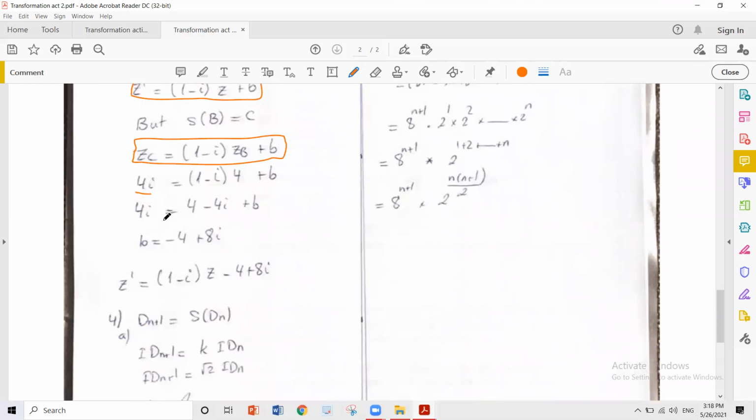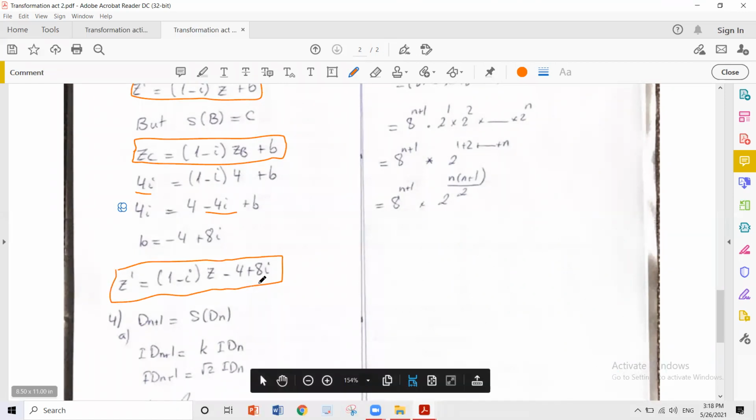So 4i equals 4 minus 4i plus b. b equals minus 4 plus 8i, and Z prime equals 1 minus i Z minus 4 plus 8i.